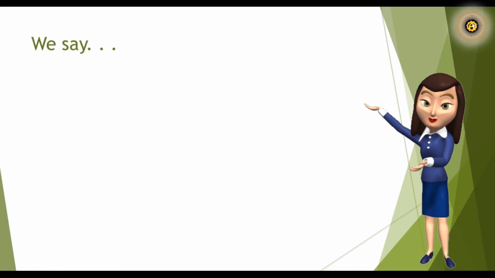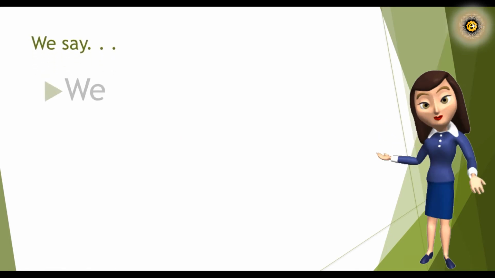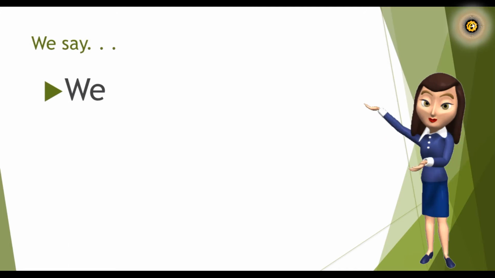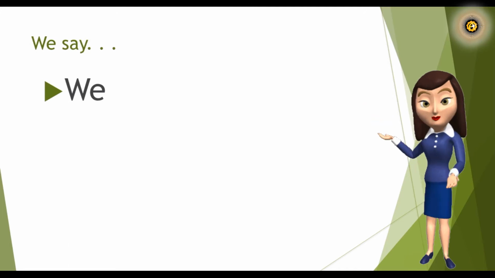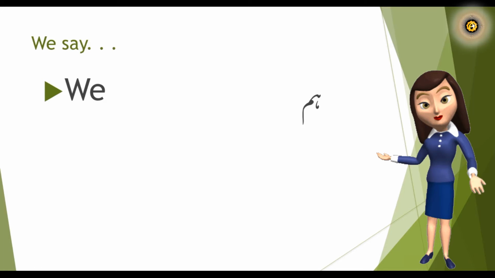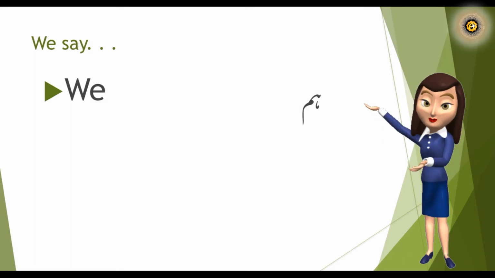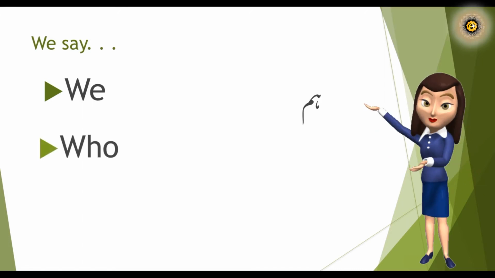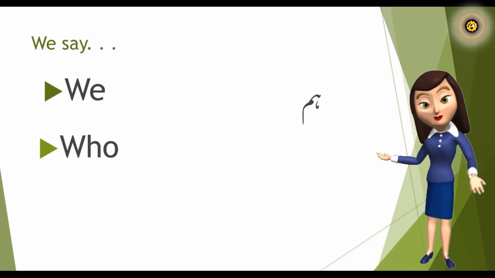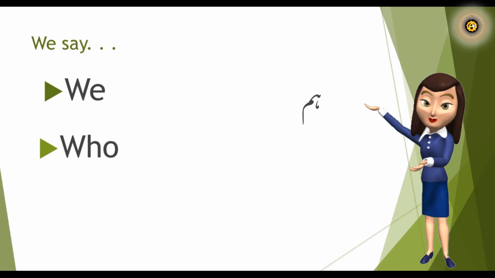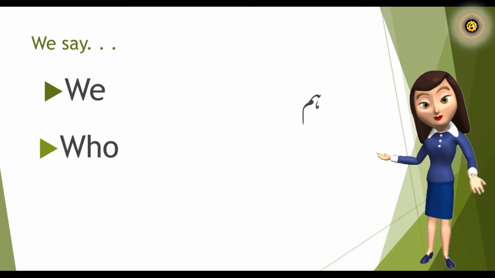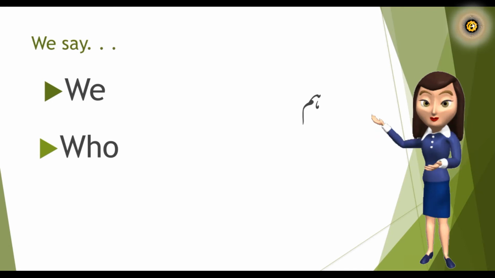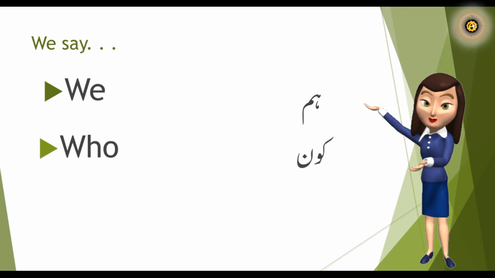Now let's learn some more words. In English we say we, and in Urdu it is hum. Hum. Then we say in English who. When we don't know about somebody, we ask and say who. And in Urdu we say kaun. Kaun.